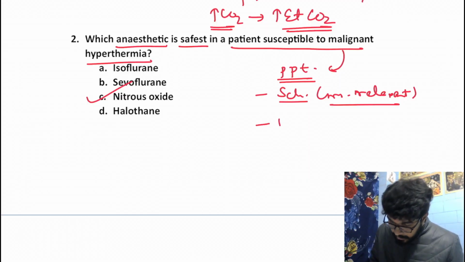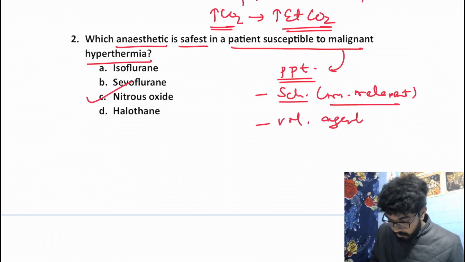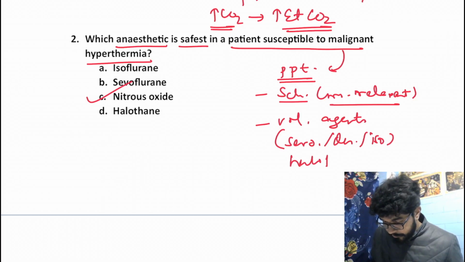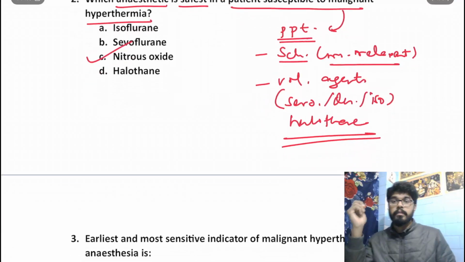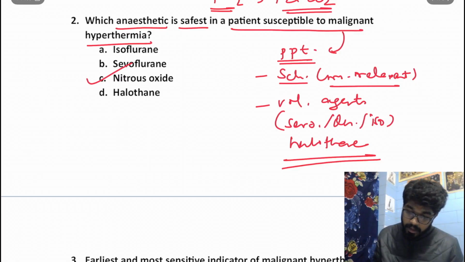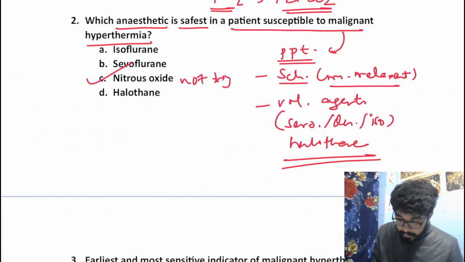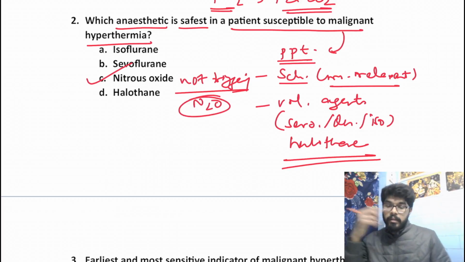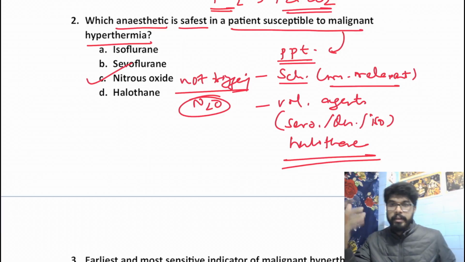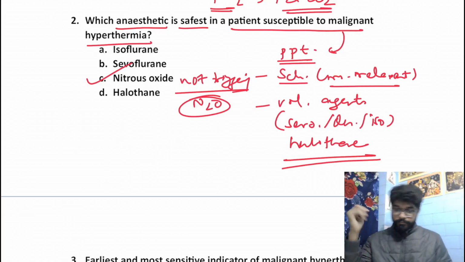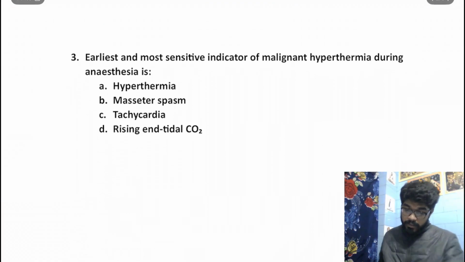And then we have volatile agents, like sevoflurane, like desflurane, like isoflurane, and halothane. These are the things that can trigger malignant hyperthermia. But nitrous oxide, although it is a volatile agent, is not a triggering agent. Why? Because nitrous oxide is N2O. It's not chemically capable enough to interact with the ryanodine receptors to trigger malignant hyperthermia. Moving on to the next question.